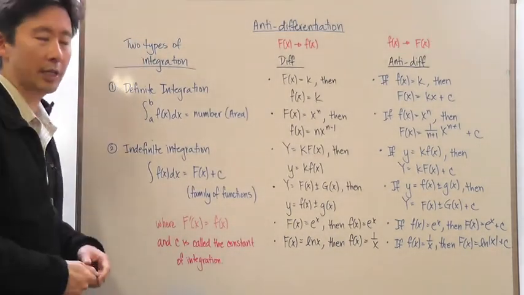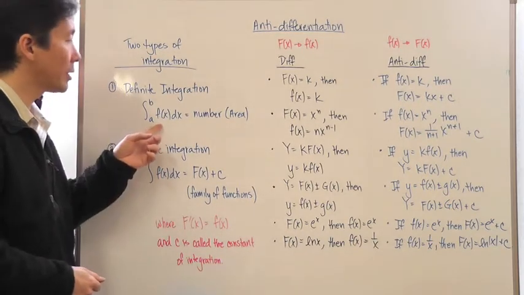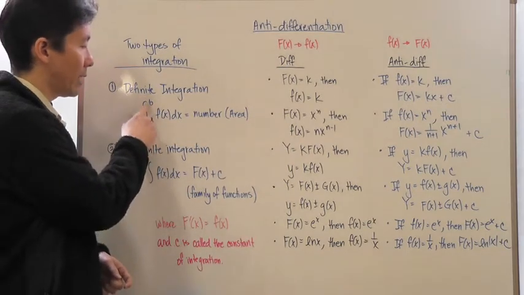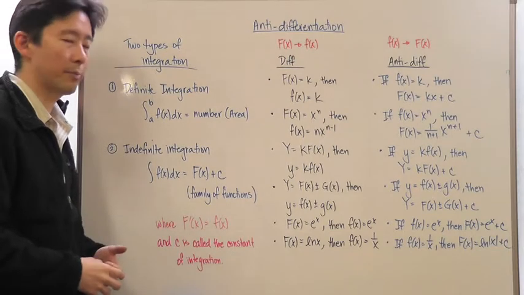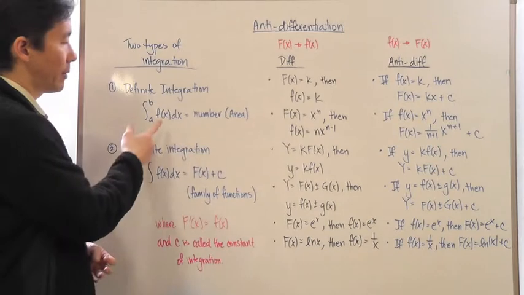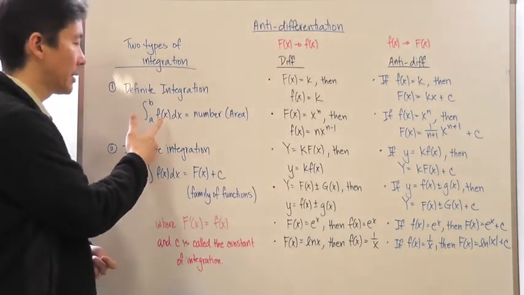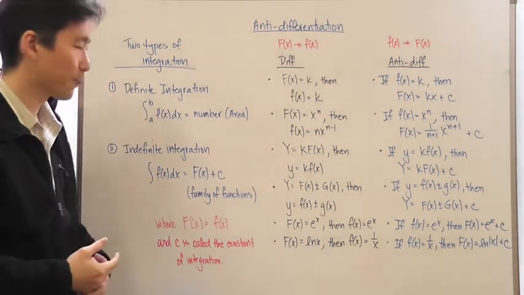One, there's the definite integration, and notice that this is the way that we wrote that definite integration, by using the integral sign from a to b of f of x dx. And what we've shown is that this is actually going to be a number, and it's going to represent the area that is bounded by the curve f of x, the x-axis, as well as these vertical lines x is equal to a and x is equal to b.